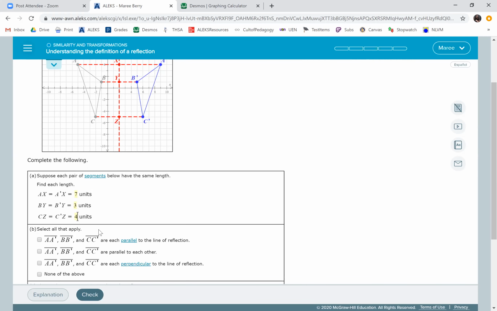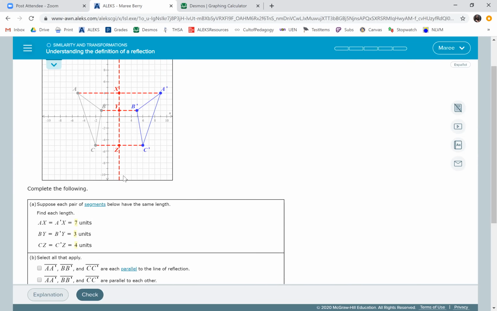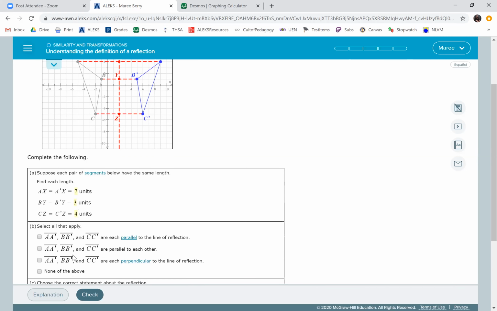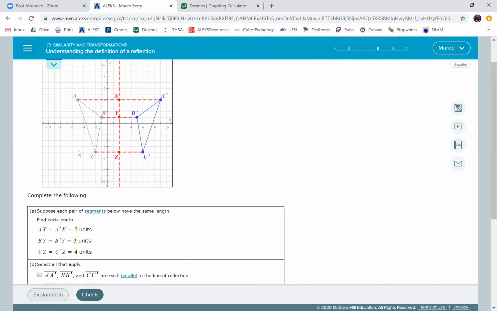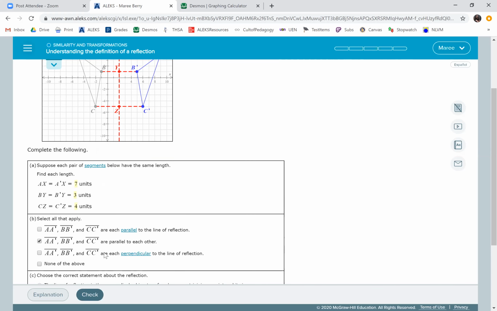It says that all of those are parallel to the line of reflection. That's not true because they're perpendicular. They are parallel to each other. Let's see, A prime, B prime, C prime. They are parallel to each other. They are also perpendicular to the line of reflection. So we'll click both of those.